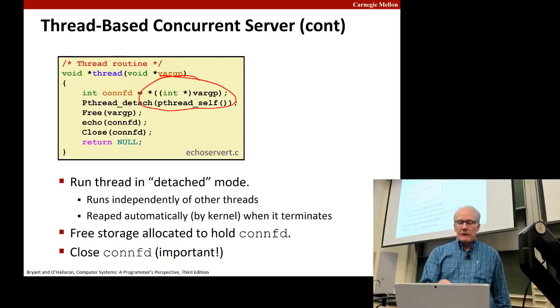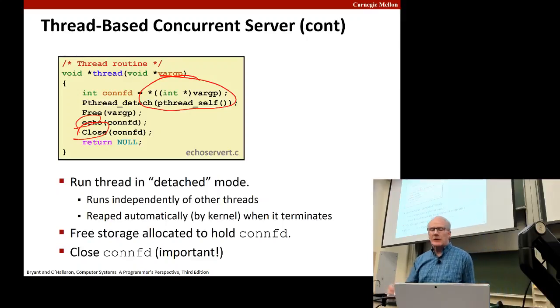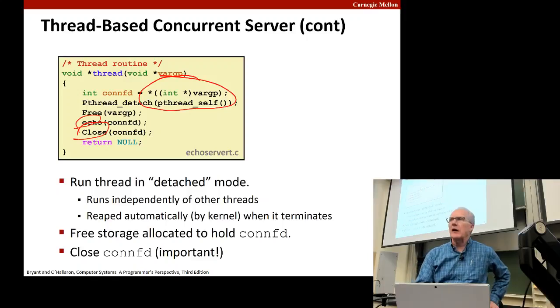And you can see down here, it's going to use our standard echo and close on that to manage that client. But it's also going to do a few other things. One is it calls a function called detach. And there's two different thread types that are supported by pthreads called joinable and detached.